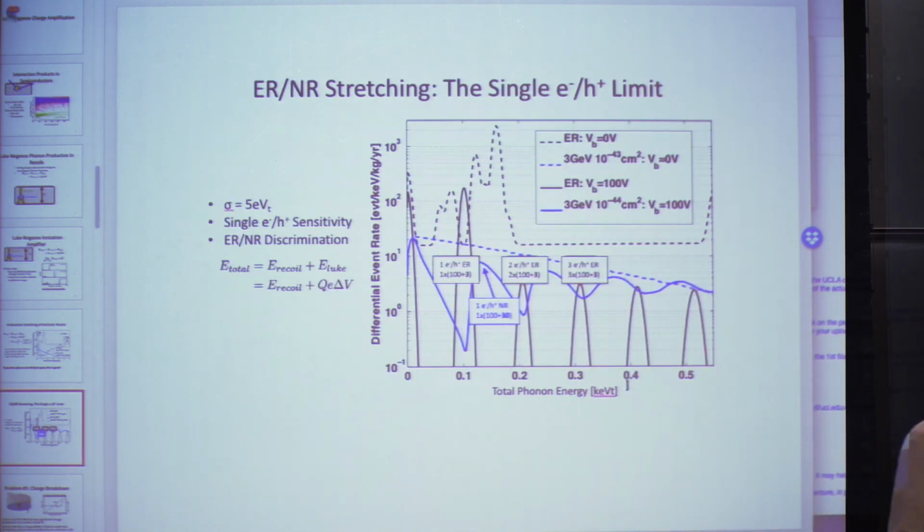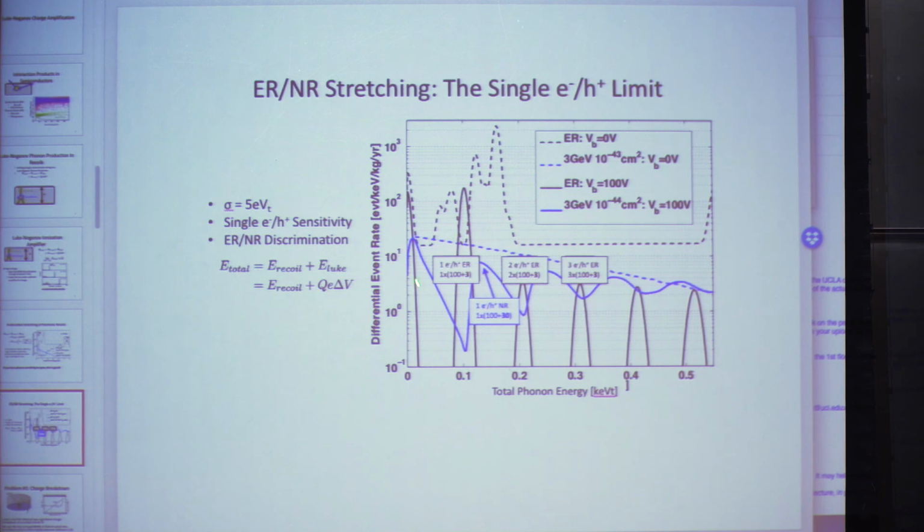So what happens to this preferential stretching in the limit of having single electron-hole sensitivity? That's what we're showing here. Now we have single electron-hole sensitivity, just like DAMIC. You have 1 electron-hole pair, 2, 3 pairs. If I have 100 volts across the crystal, it's 103 eV, 206 eV, 309 eV. Now my nuclear recoils, on average, take 30 eV per pair, let's say, to make a single ionization. So if a 30 eV nuclear recoil hits my detector and makes 1 electron-hole pair, that's going to give me 130 eV total energy. So it's going to be offset.